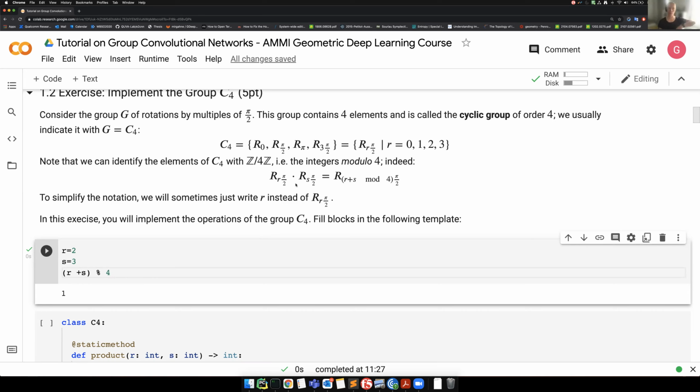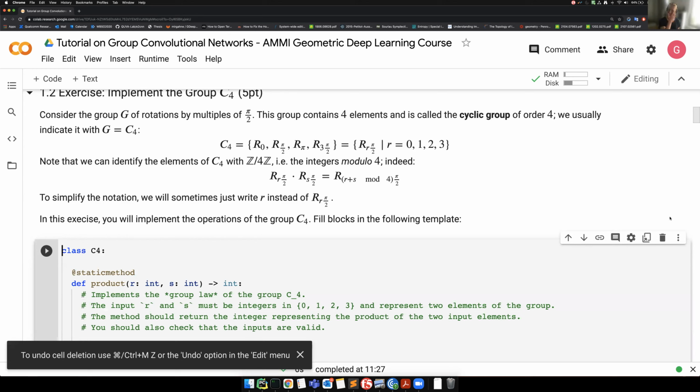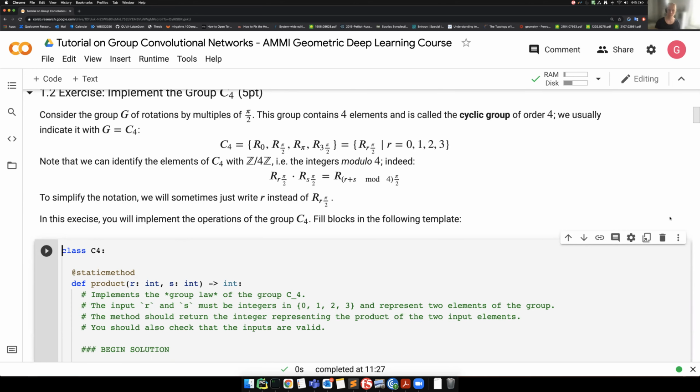If you do a rotation by 90 degrees, you go up. If you do another one, you go here. If you do another one, you go down. Now, if you're at 3 times pi half and you do one more rotation, you don't go to 4 times pi half, but you go back to 0. That's why we have this modulo operation. Is that making sense to you? If I don't get any questions, I assume yes.